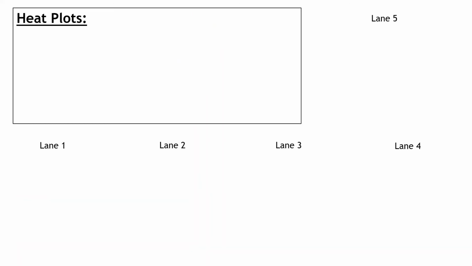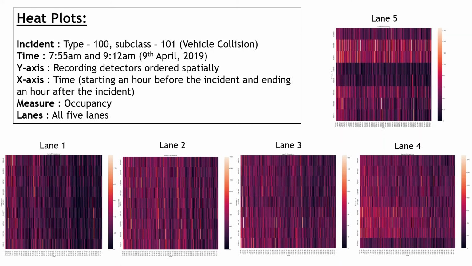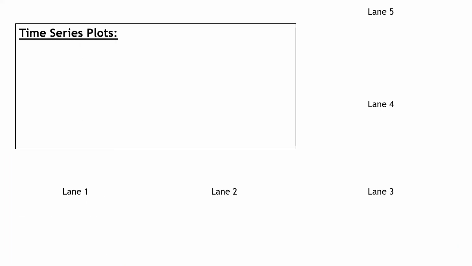Let's start with heat plots. So this is an incident of type 100, subclass 101, recorded between 7:55 am and 9:12 am. On the y-axis, we have the recording data sorted spatially, and on the x-axis, we have the time. The measure is the occupancy. So you can see the plots for all the 5 lanes along the freeway, and we can see that each one is different. We can almost see a pattern on lane 5. Let's move on to time series plots next.